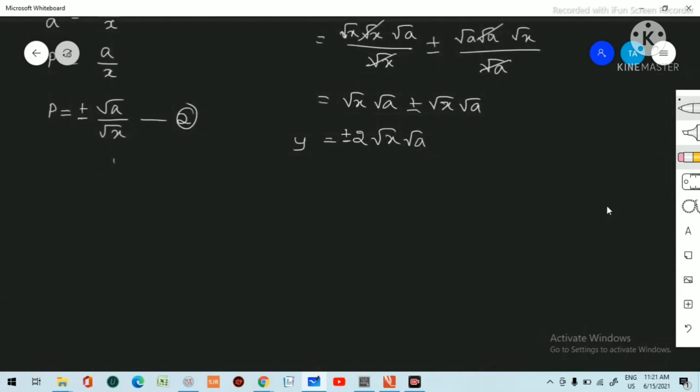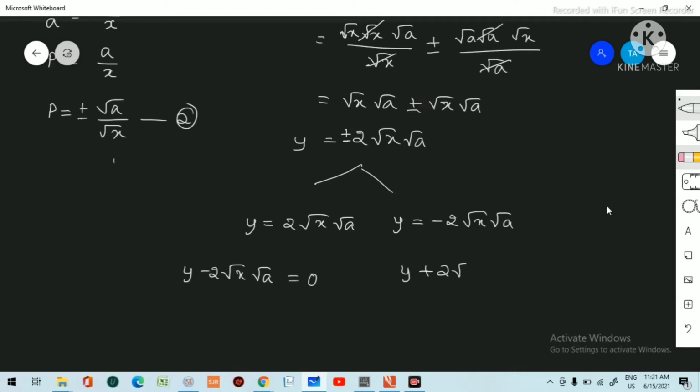Now since plus or minus is there, I can write in terms of 2 factors. What are those? Y is equal to plus 2 root x, 2 root a. One more is minus 2 root x, 2 root a. So this can be written as y minus 2 root x, 2 root a is equal to 0. This can be written as y plus 2 root x, 2 root a is equal to 0. Okay, these are the singular solutions.